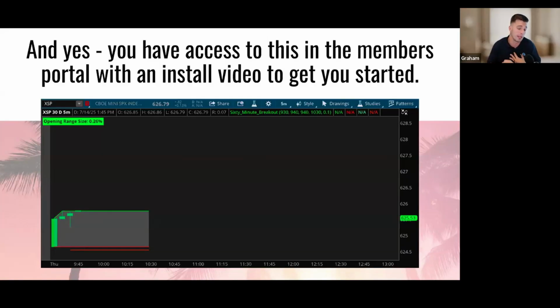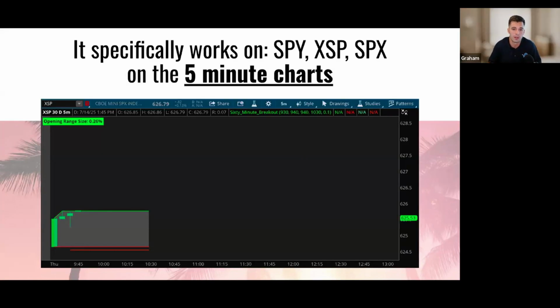I know some of you really love doing this trade on your own, so I wanted to give you the indicator too. Now, this indicator specifically works on SPY, XSP, and SPX. So if you have the base level indicator, it just works on those main tickers. That's how it was developed. If you have the unfiltered version, it works on any ticker. But for now, let's focus on the main ones, the S&P 500.